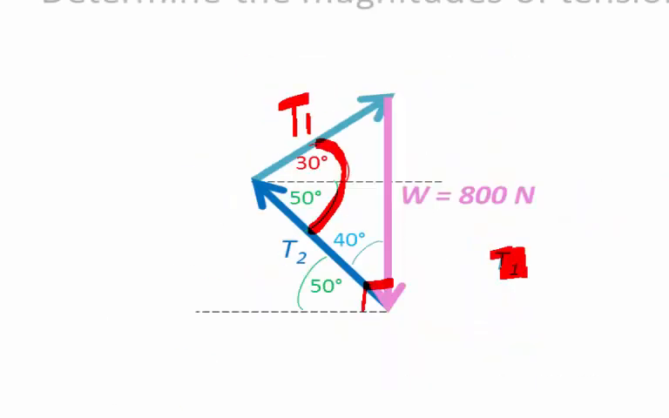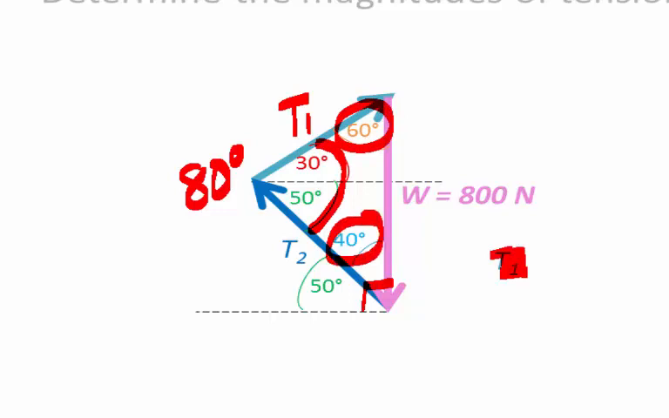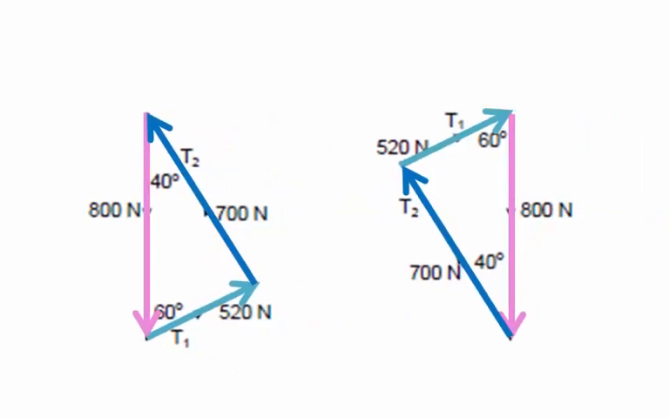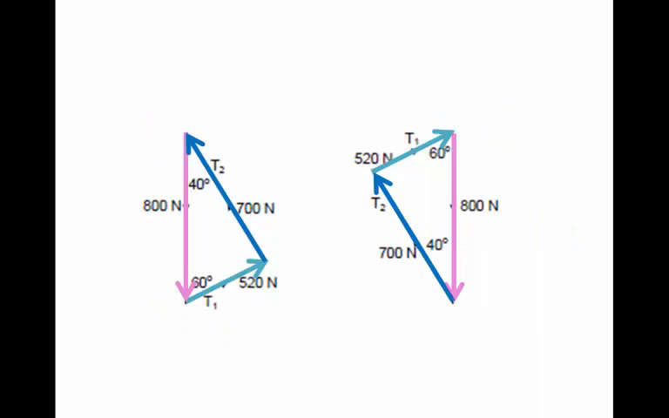These two together make 80 degrees. 30 plus 50 is 80. So what must this one be? Because the angles of a triangle must equal 180. I hope you can see that it must be 60. 60 plus 40 gives 100, plus 80 gives 180. So here I've just replicated the two diagrams that I gave previously. They are both right, and they will both give you the right answer. Go back to see how they correspond.